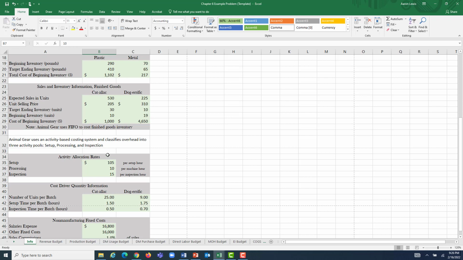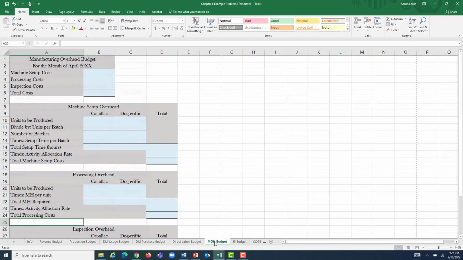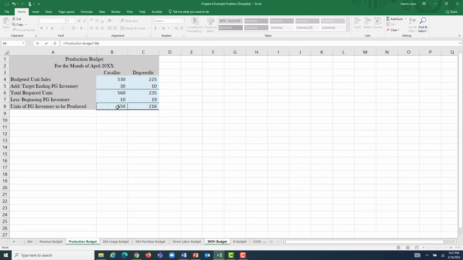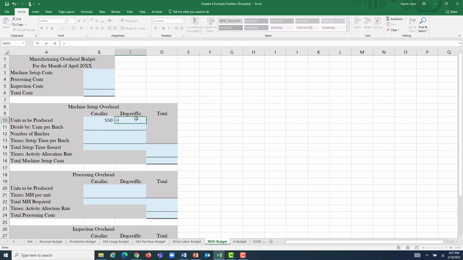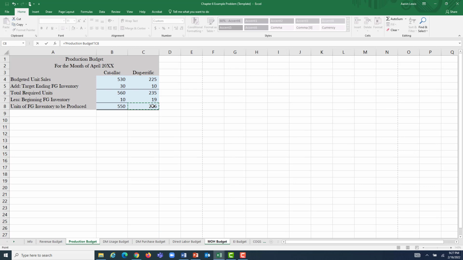So now that we know what costs we're going to allocate, we know how long it takes to set up, and we know how many units we can produce before we have to set up again, we have enough information to figure out how much that particular activity of machine setups is going to contribute towards our inventoriable overhead. How many units are we going to produce? One more time, we can snag this off the bottom of the production budget. We're making 550 Cadillacs. We're making 216 Doggerifics.